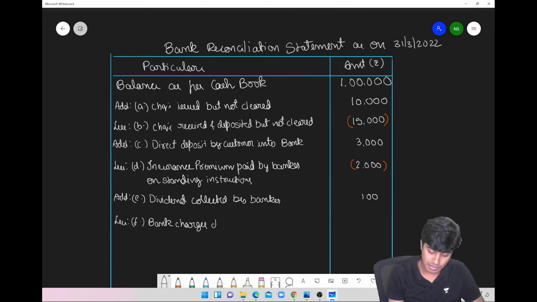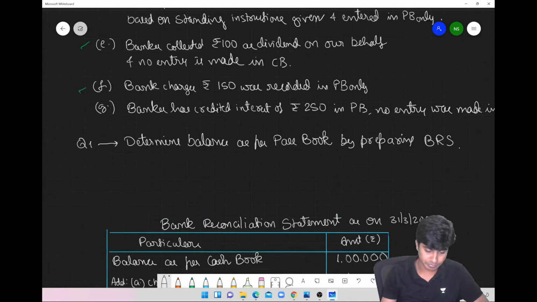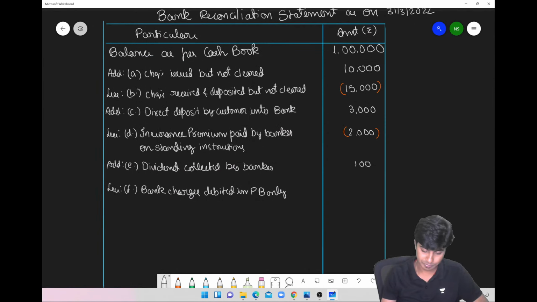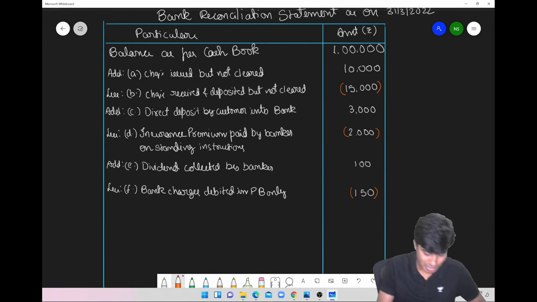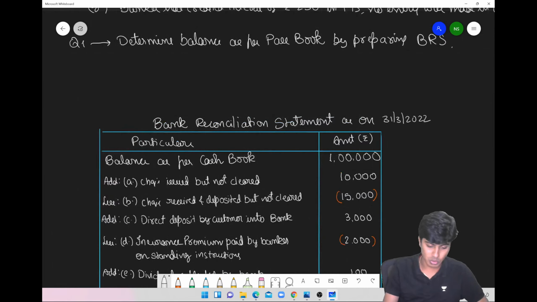Bank charges debited in passbook only. What is this F? 150. As I mentioned, this is a less item. Got it? Okay, fantastic. Come on, let us go to next, G.